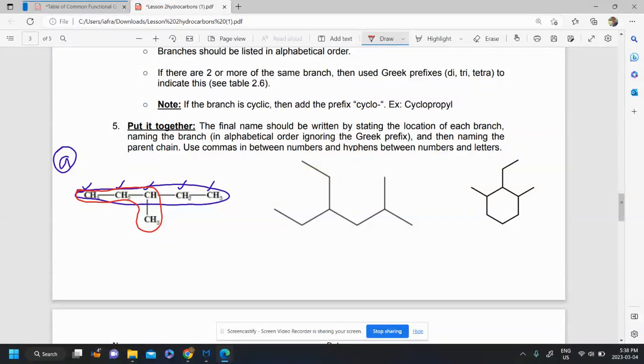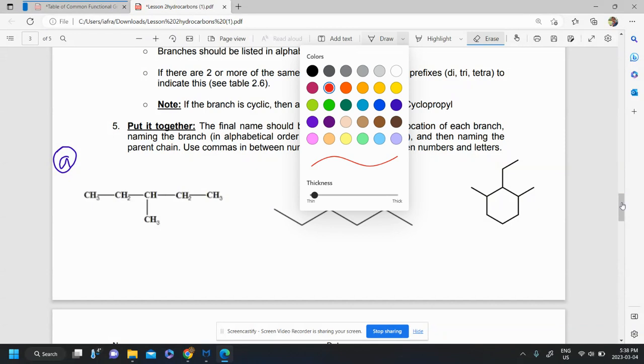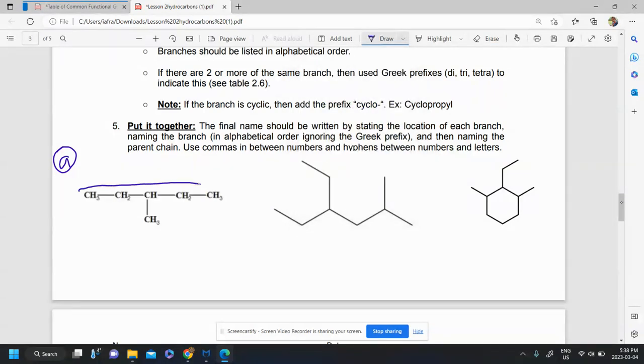If they're choosing between the red one and the blue one, let's take a look at which one would win. It has to be the longest continuous carbon chain. So this is 1, 2, 3, and 4. The red one has 4 carbons, whereas the blue one had 5 carbons. So the blue one is indeed your parent chain. So your parent chain in this situation is the one we highlighted over here as a blue one.